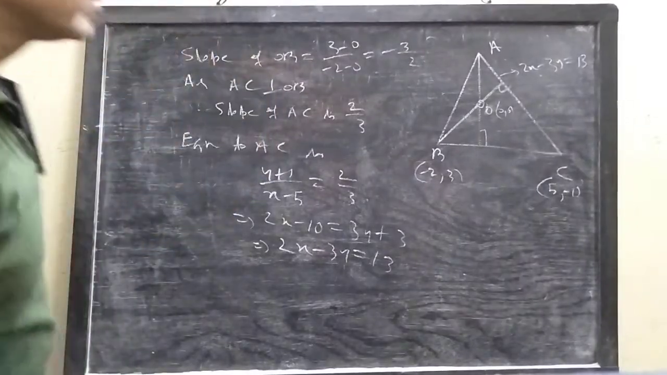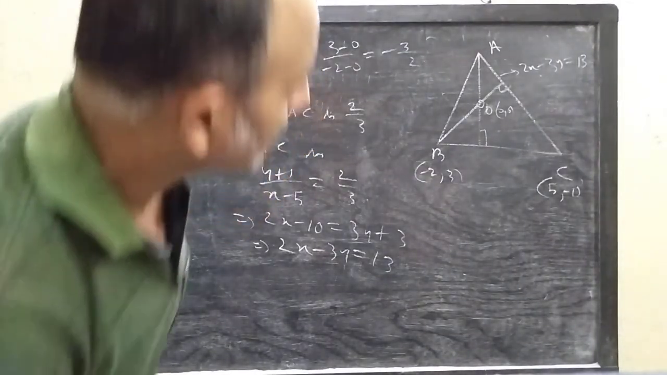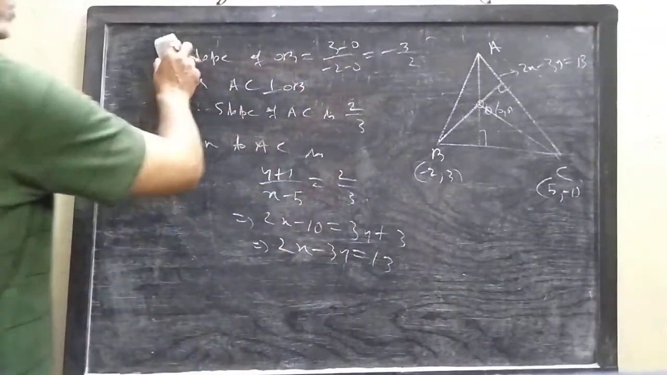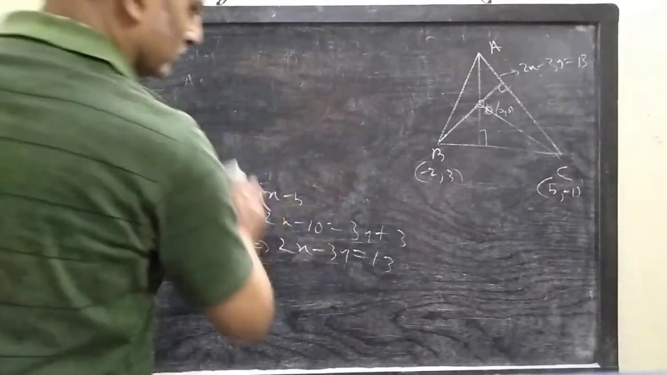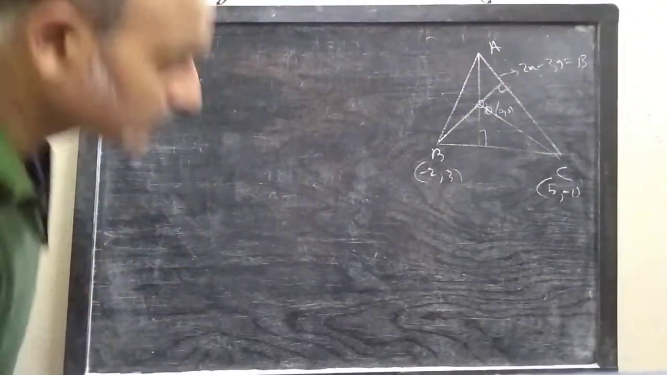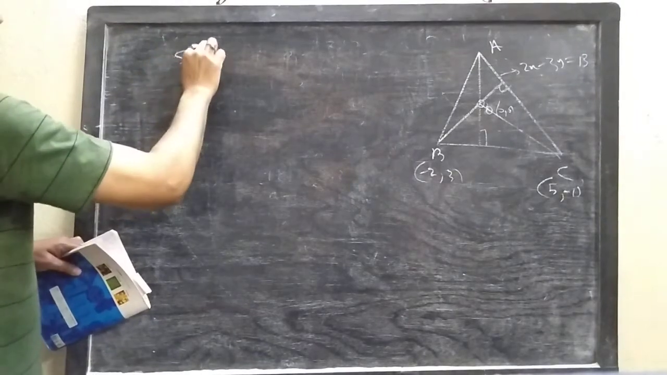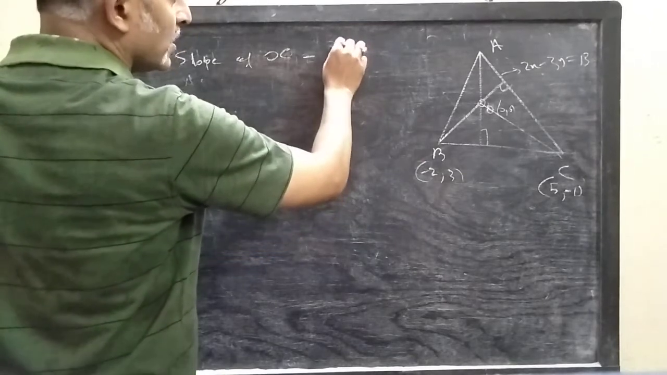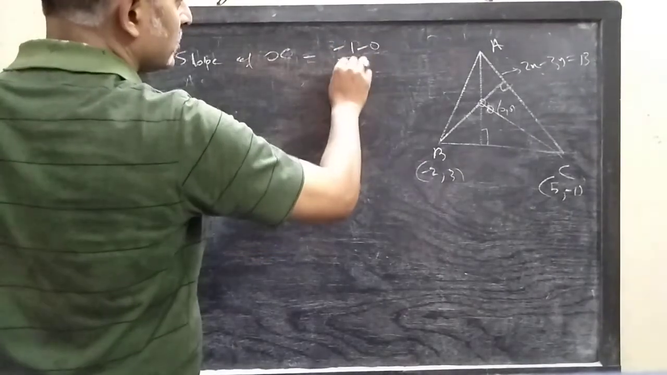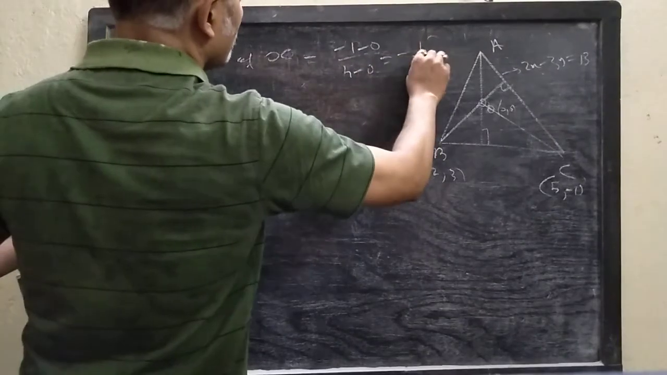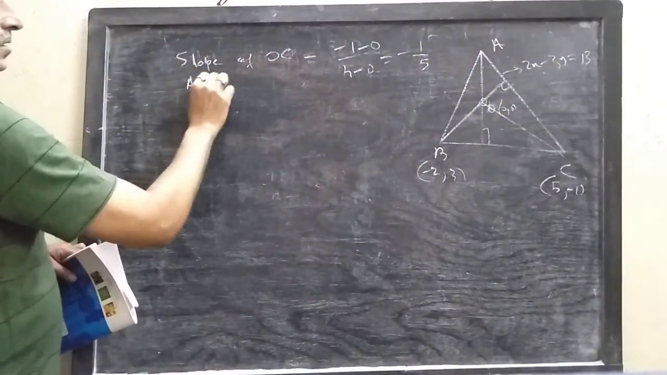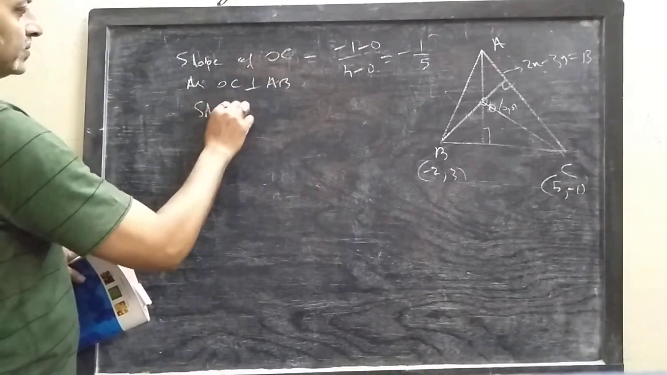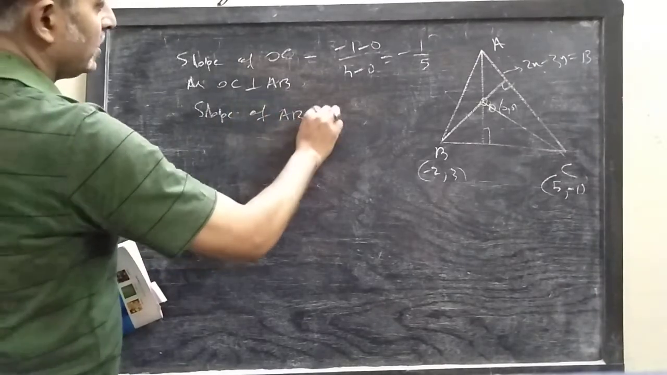Next, find the slope of OC. Slope of OC will be (minus 1 minus 0) by (5 minus 0), so this is minus 1 by 5. As OC is perpendicular to AB, therefore the slope of AB is 5.